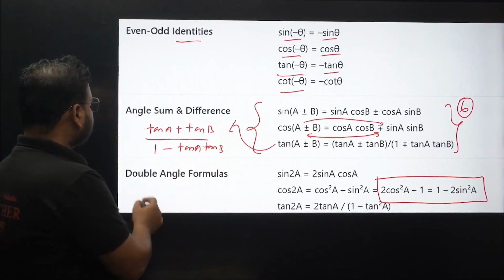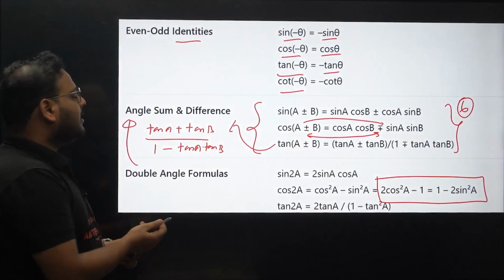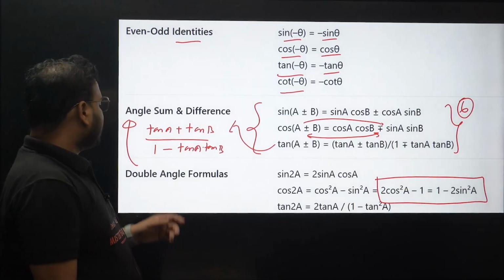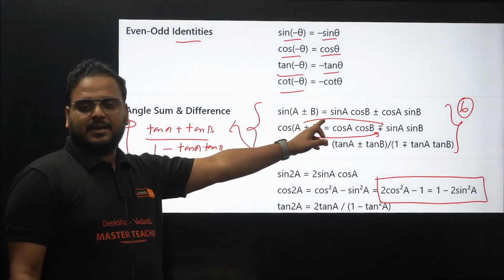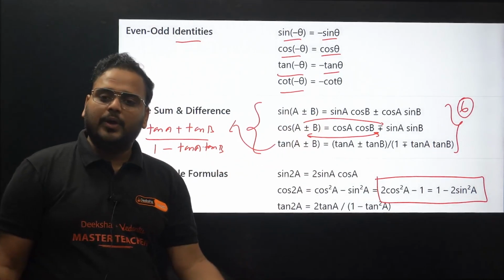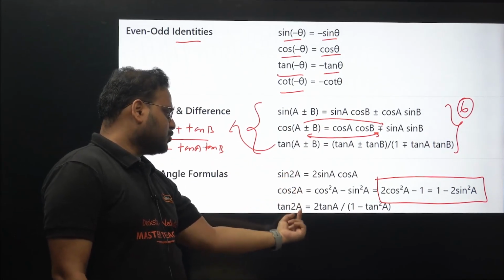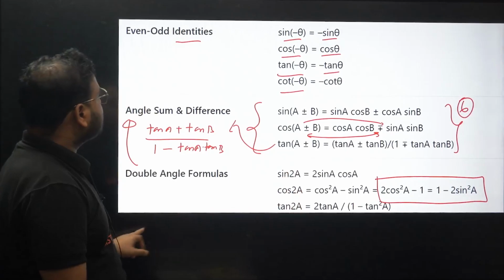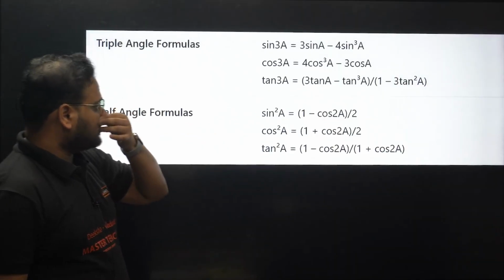So this you see is a result of application of the angle of sum and difference. Basically replace a plus b as a plus a. It will become sin 2a. That's how you get it. Sin 2a, cos 2a and tan 2a. Okay, very much simple.